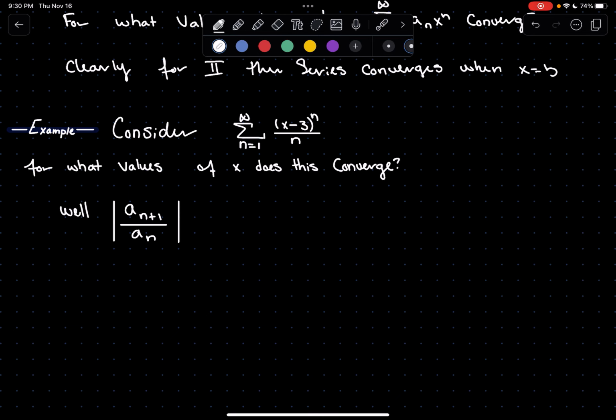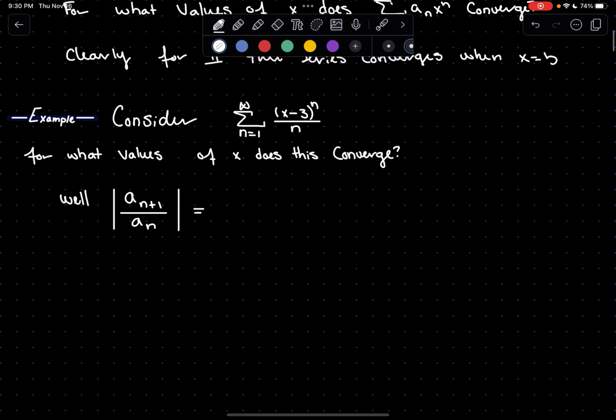So we're just going to work through this, right? For a sub n plus 1, wherever we see an n, we're just going to do n plus 1. So I'm going to write x minus 3 to the n plus 1 over n plus 1. And instead of dividing, I'm just going to multiply by the reciprocal of a sub n. So this is just n over x minus 3 to the n, right?